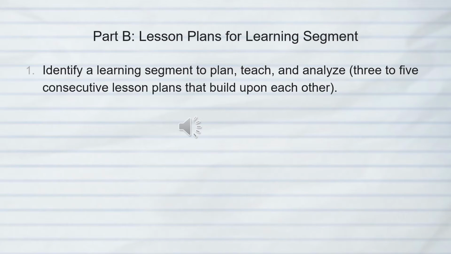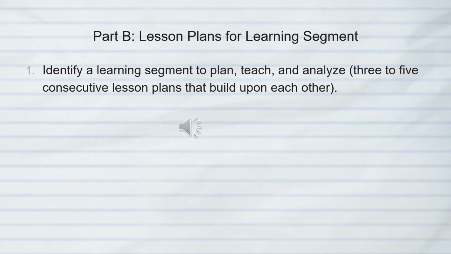For Part B, you are going to be required to write a set of 3 to 5 lesson plans. So we'll take this in a few steps. For step 1, the first thing that you have to do is you have to identify a learning segment, or a set of plans, to plan, teach, and analyze. This is going to be the same set of lessons that you plan in Task 1, that you teach in Task 2, and then you're going to analyze in Task 3.